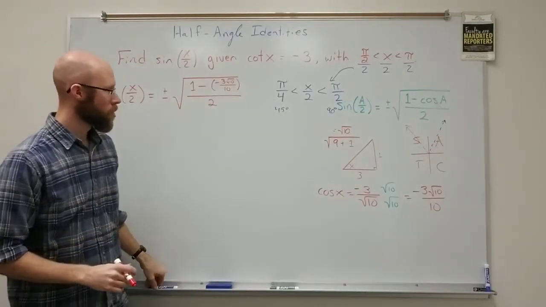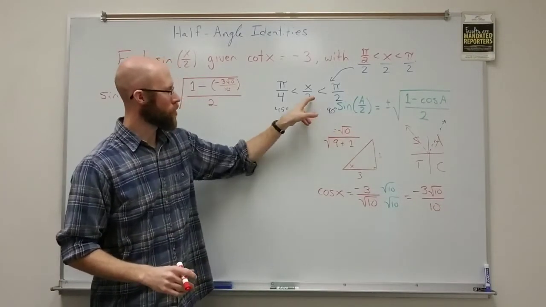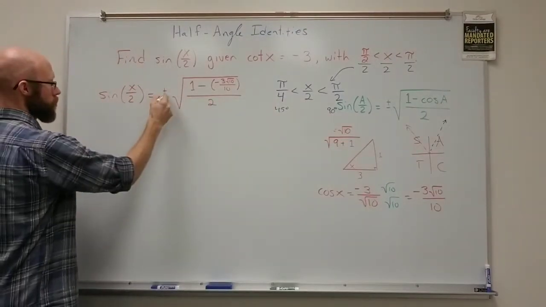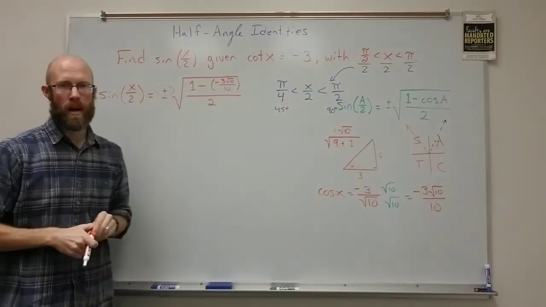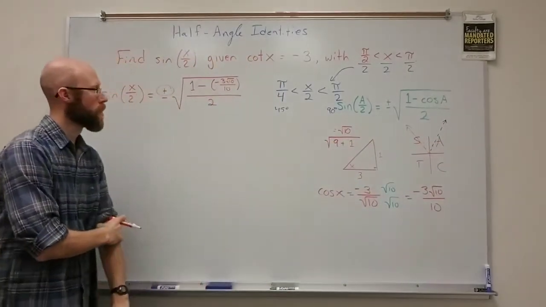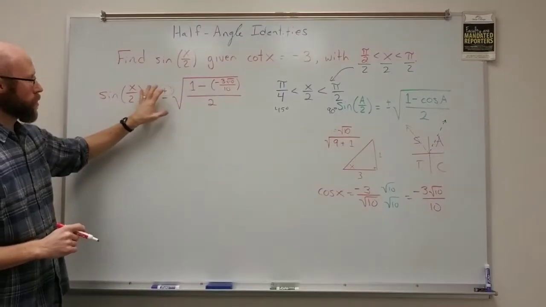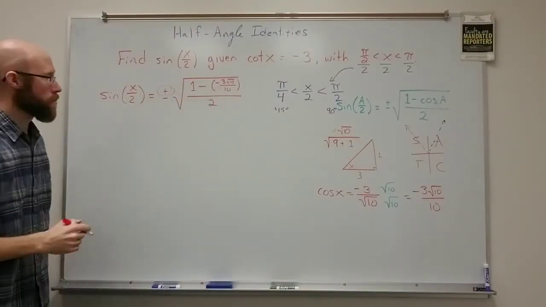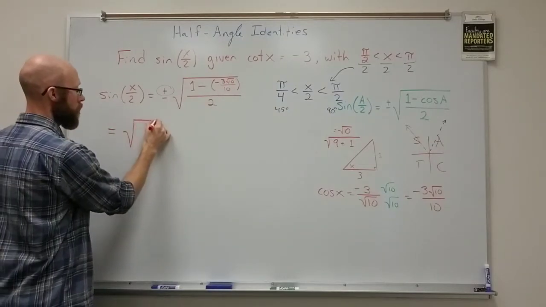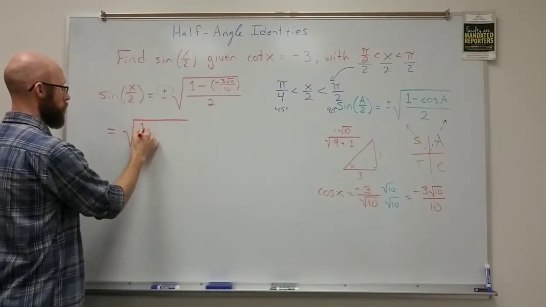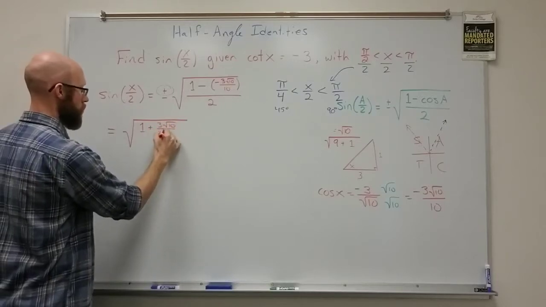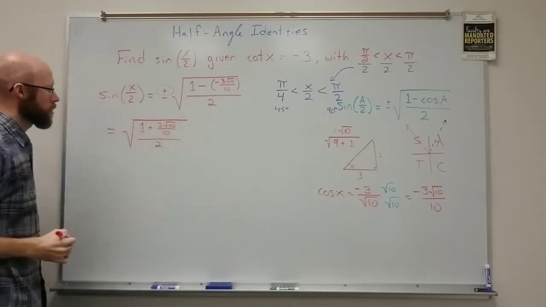So x over 2 being a first quadrant angle means the sine is going to utilize a positive value, right? Sine is positive in the first and second quadrants. All right, so we know we're going to use a positive, then I can go through and simplify this. So I'm going to have the positive square root of 1 plus 3 root 10 over 10 all over 2.